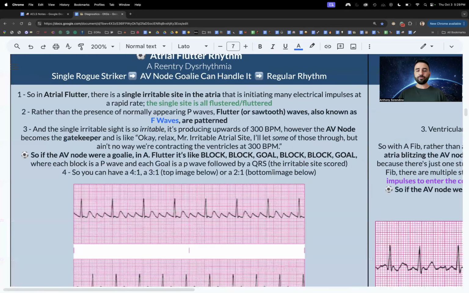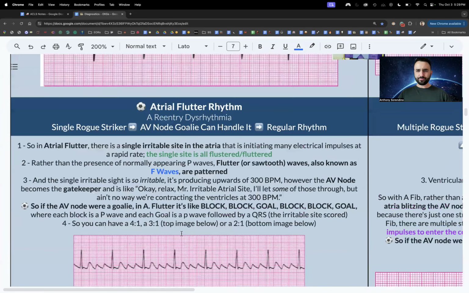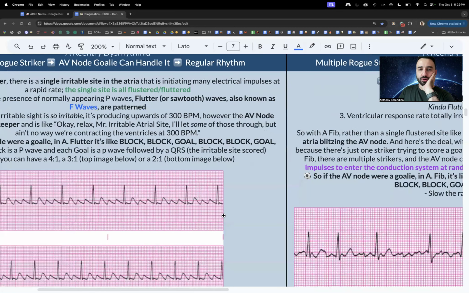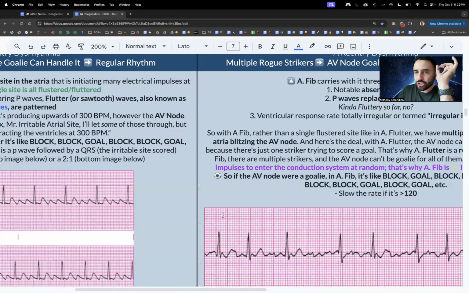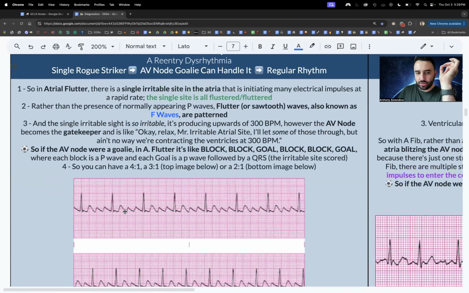Okay, so now we're moving on to A flutter. This is that classic sawtooth pattern. And the thing here is that it's regular. AFib is actually kind of like a faster version of this, but it's regular. You see there's these three waves and then a QRS. I think technically these are two P waves because this is the T wave, and then a QRS. All right, and you have these sawtooth waves.